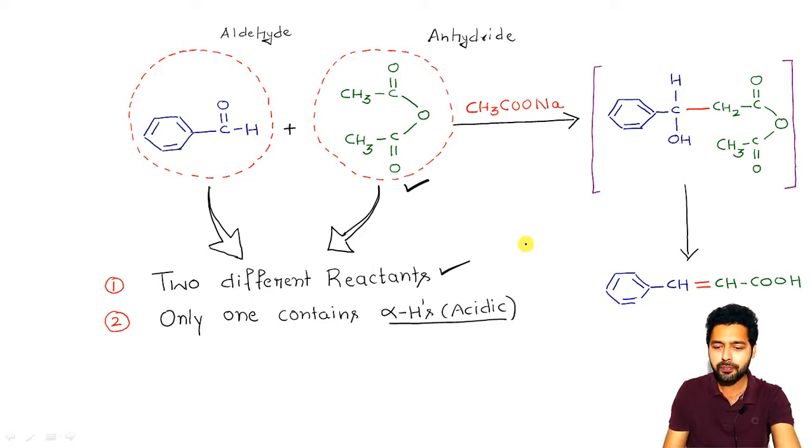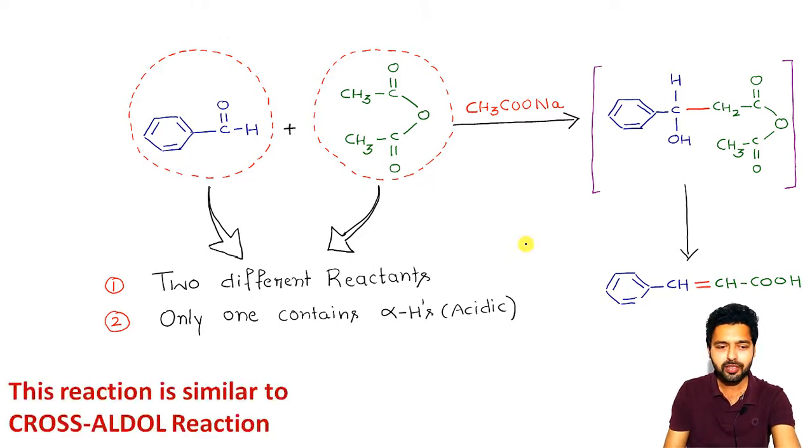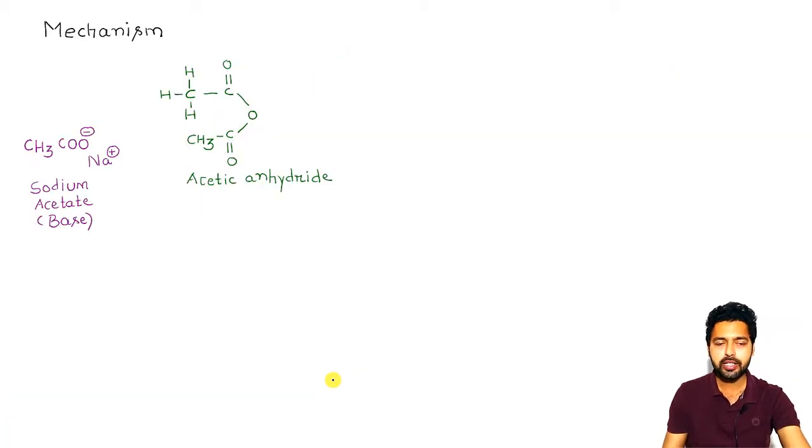Okay, so next, here I have added that line. This reaction is similar to a cross aldol type of reaction, but actually it is the Perkin reaction and it is not a cross aldol type of reaction, right? So now it is time to get into the mechanism part.